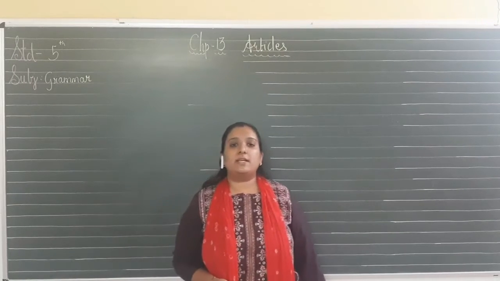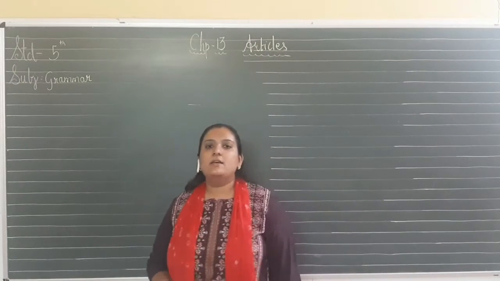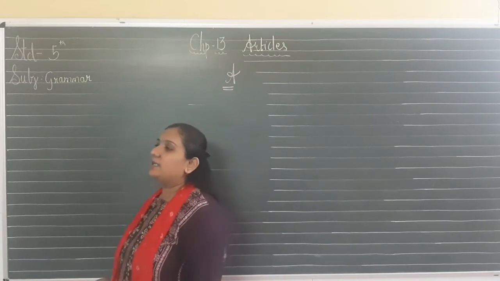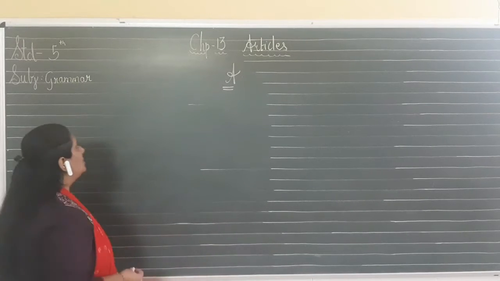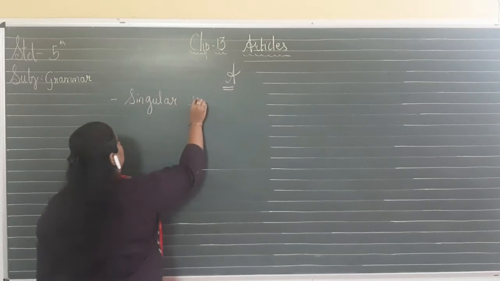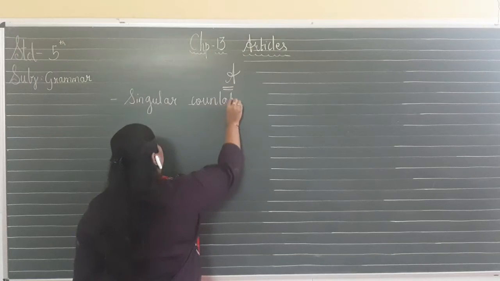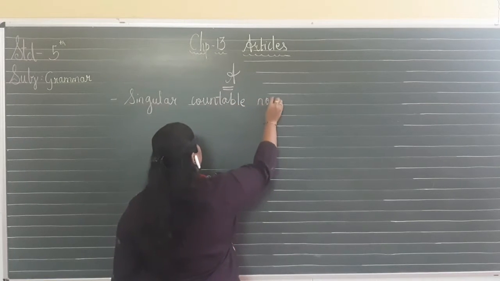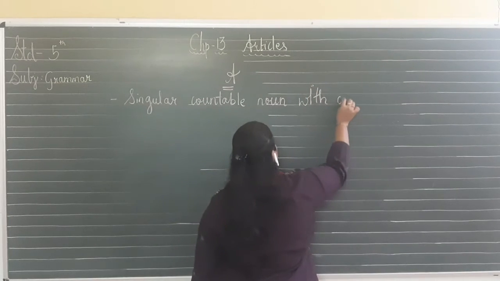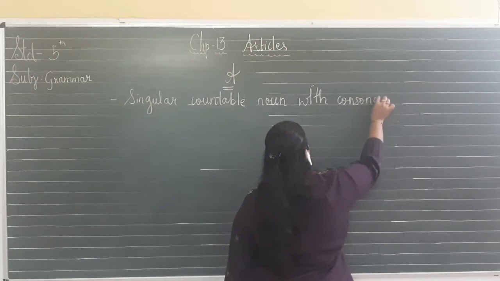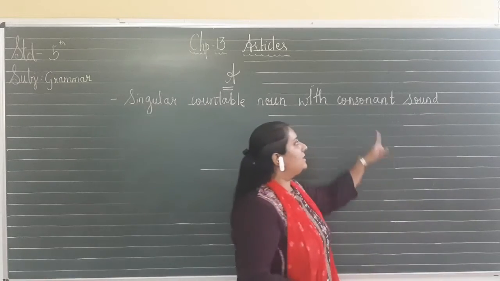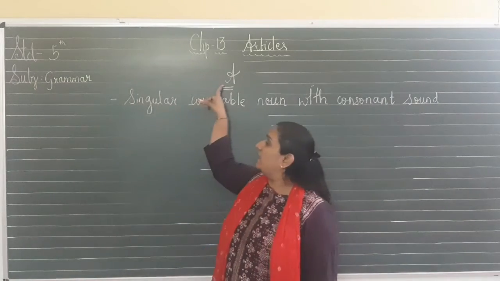Okay students, now we will study individually where to use these articles. The first article we will be studying is article A. Where do we use article A? Whenever we get a singular countable noun which starts with a consonant sound. Whenever we get a consonant sound, only there we can use article A.